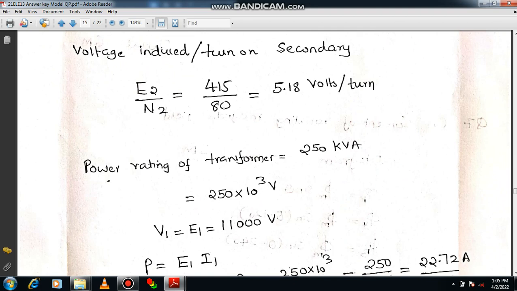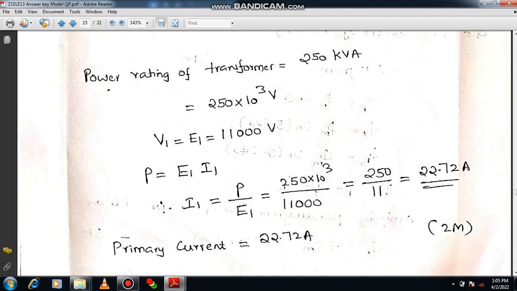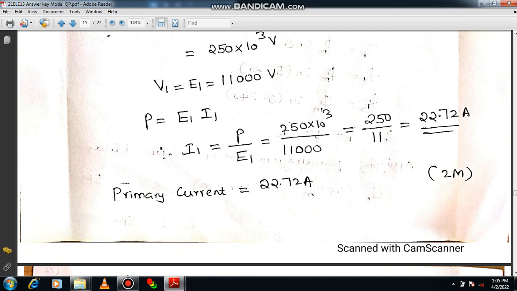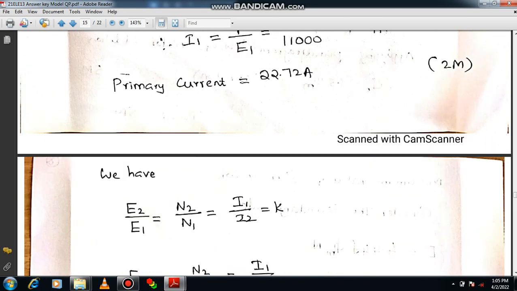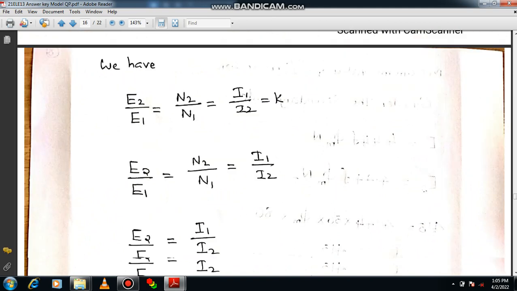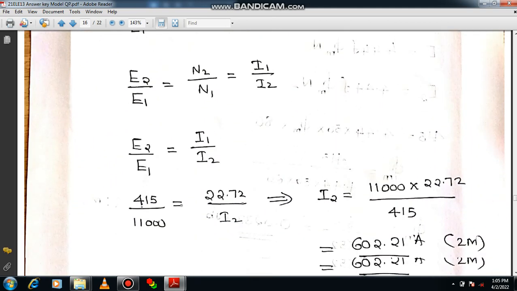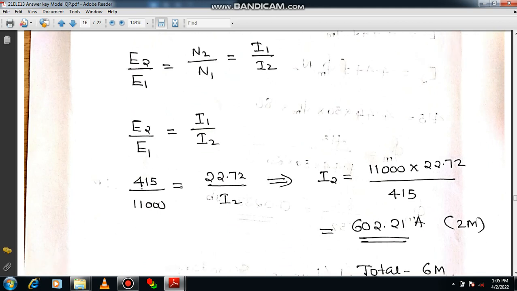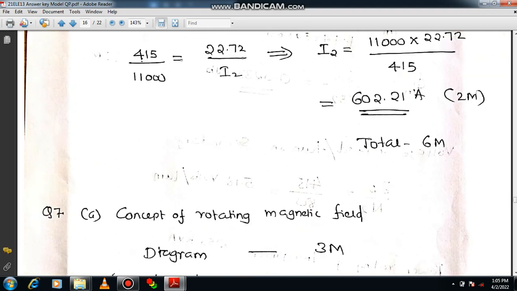Then the power rating of the transformer is 250 kVA. From this you can make out one thing. V1 is equal to E1, which will be 11 kV or 11,000 volt. You know that P is equal to E1 I1. From this you can calculate the primary current. This is the way to work it out. Also you can calculate the secondary current. That means E2 by E1 is equal to I1 by I2. From this you can compute the secondary current, which is equal to 602.21 amps. Please do verify it once.